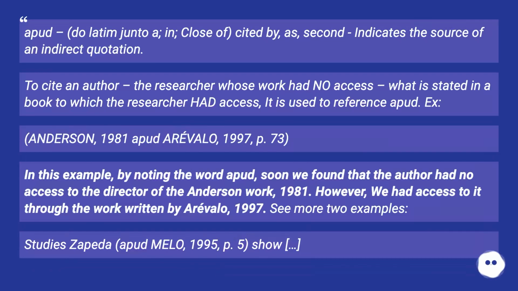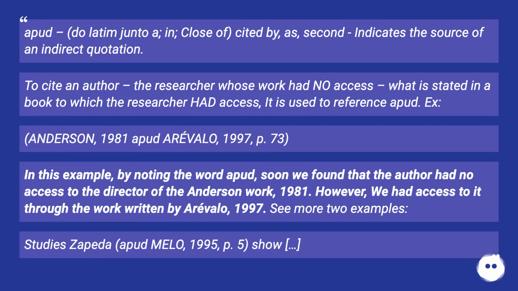From this blog. Apud, from Latin, meaning at, in, close to, cited by, as, according to, indicates the source of an indirect quotation. To cite an author, the researcher whose work had no access. What is stated in a book to which the researcher had access, it is used to reference Apud. X, Anderson, 1981, apud Arevalo, 1997, page 73. In this example, by noting the word Apud, we found that the author had no access to the original of the Anderson work, 1981. However, we had access to it through the work written by Arevalo, 1997.